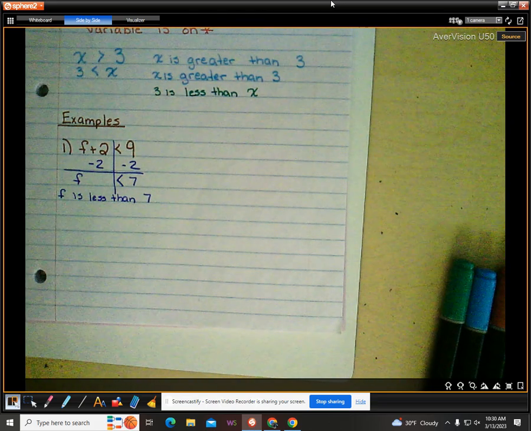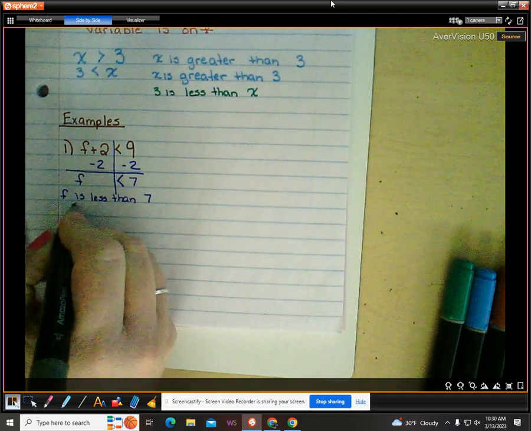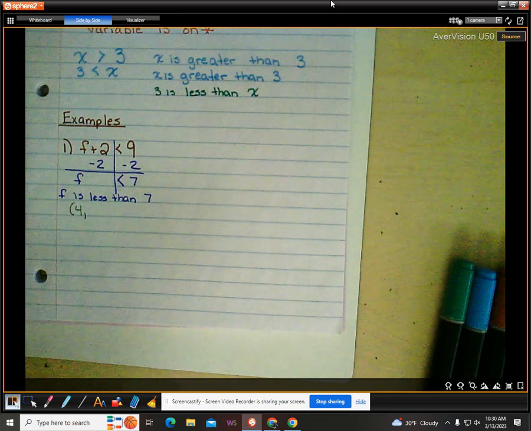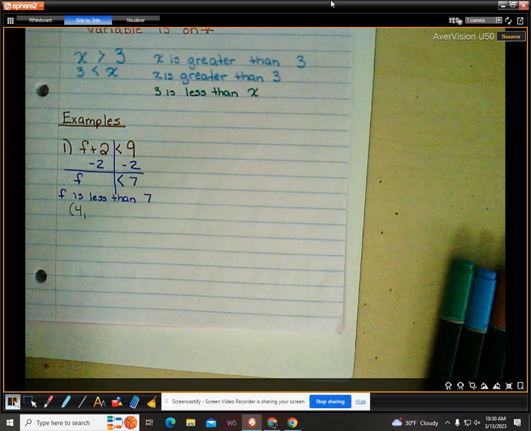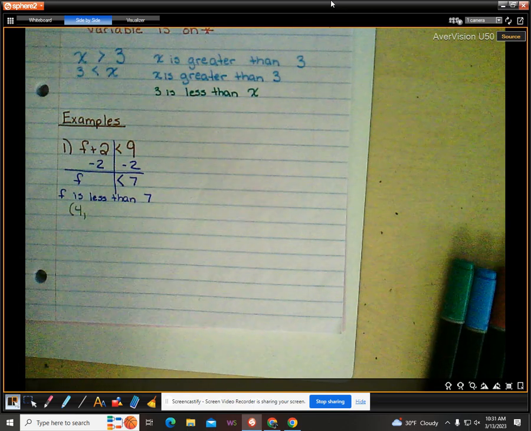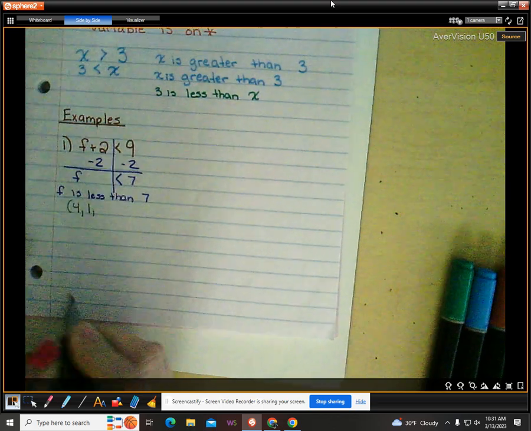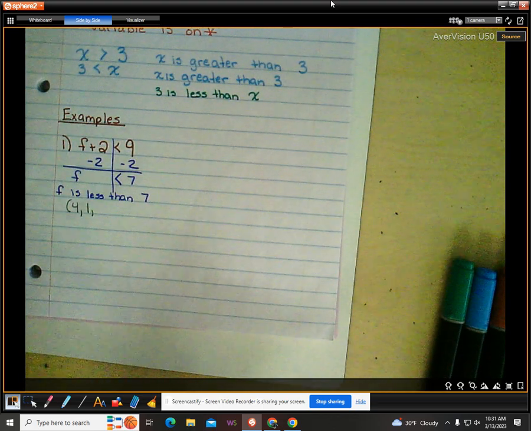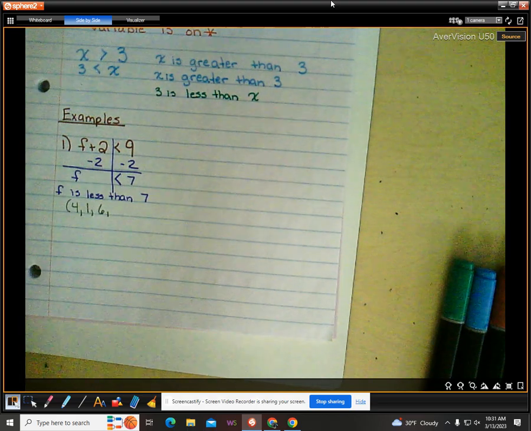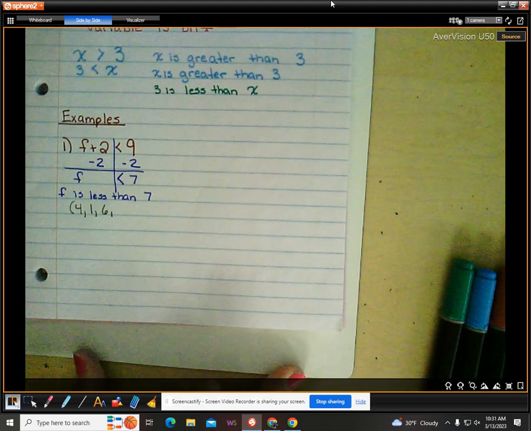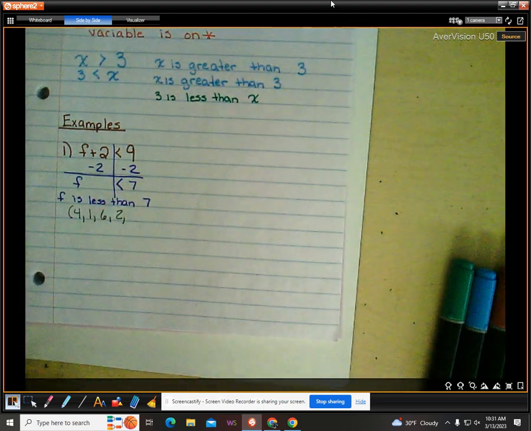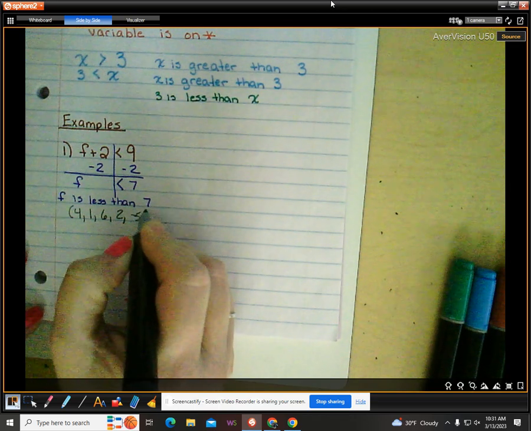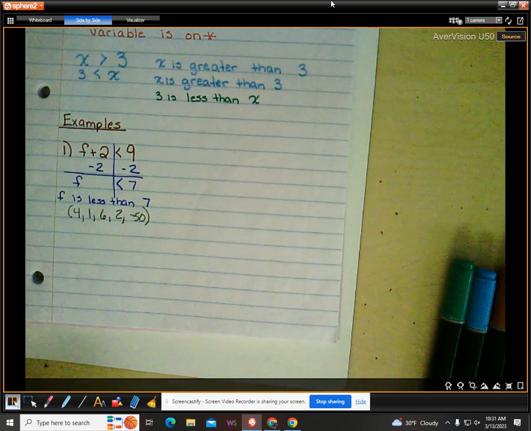What would be one possibility? Jude? 4. It could be 4. Sure, it could. Because that is less than 7. What else could F possibly be? Every single one of you could give me a different answer and it could be right. Anna? 1. Sure, because that is less than 7. Carter? 6. Absolutely, because that is less than 7. Okay? Aiden? 2. And I'm going to throw one more in there just so you realize this exists. Negative 50. All your negative numbers. Anything less than 7 could be F.